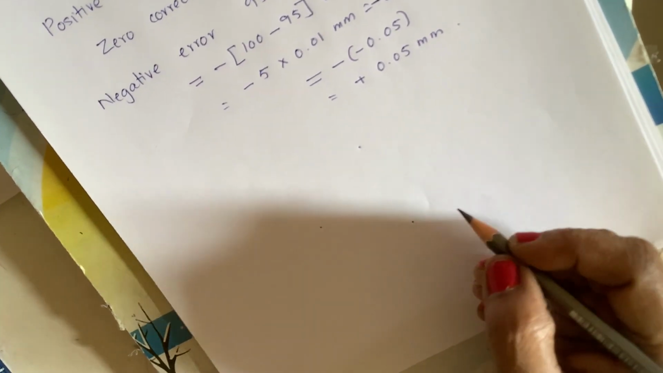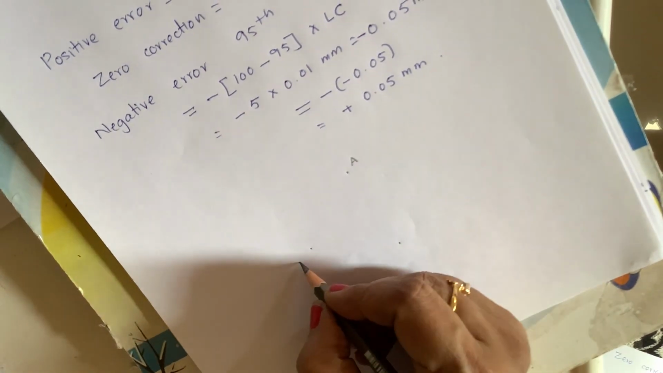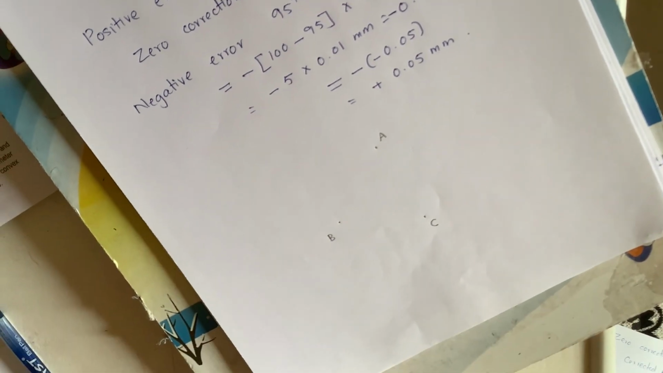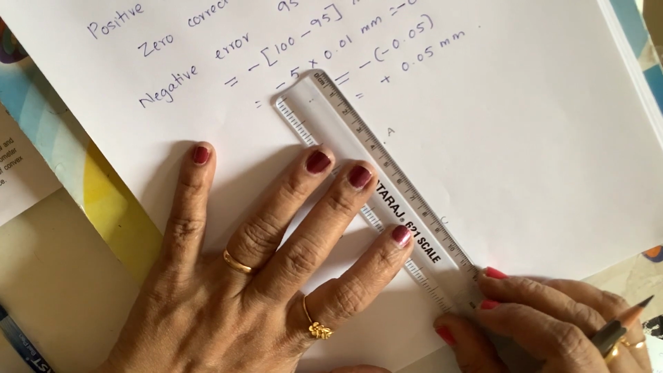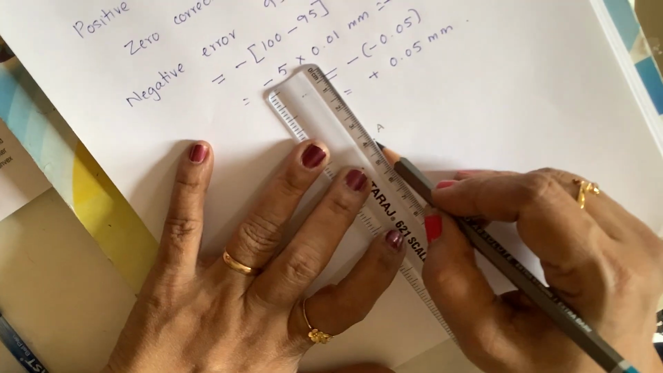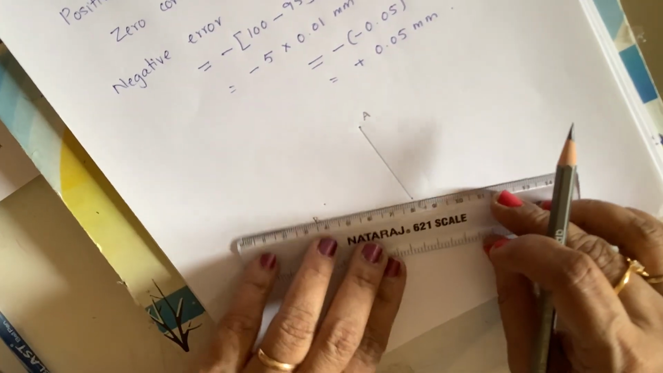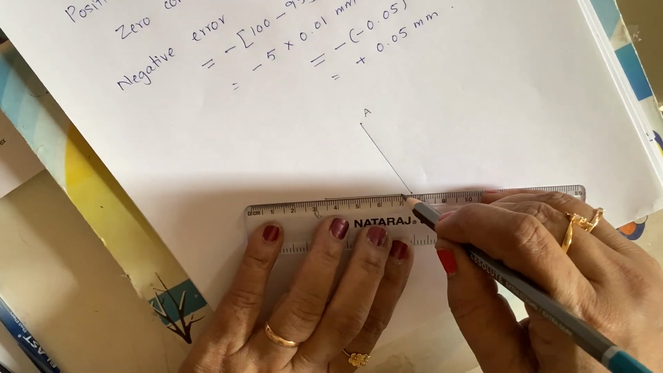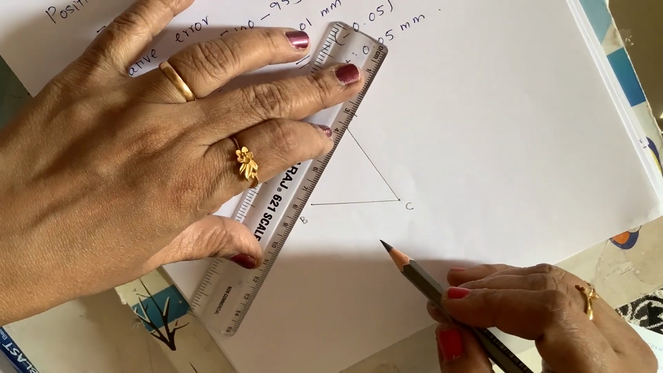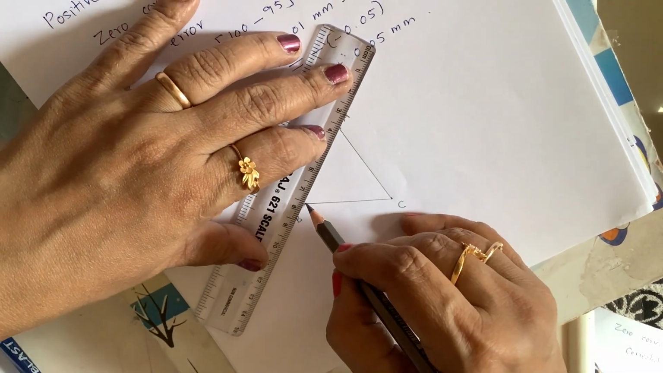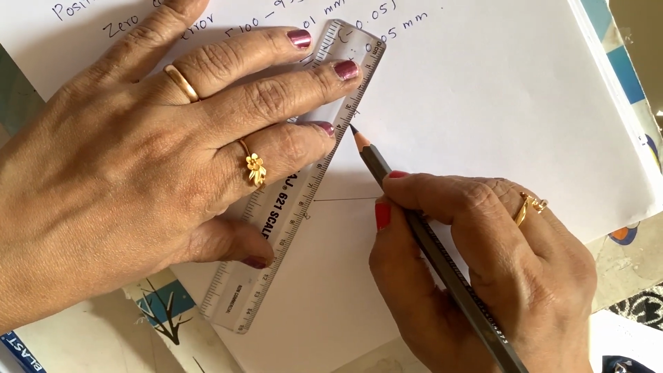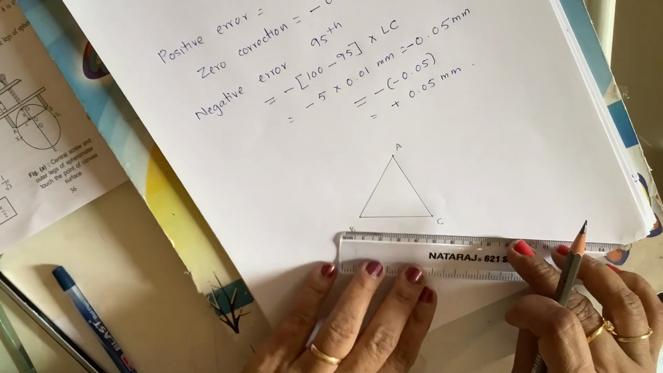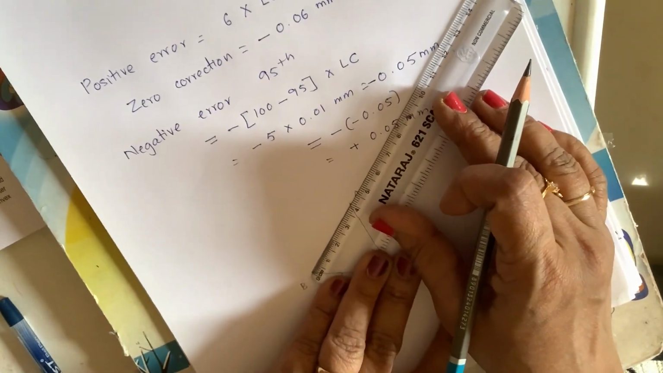So take this one and this one, and mark them as A, B, C. Now join them. Take a scale and join A, B, C. Carefully do. After that, measure each side. Okay, so let us measure them.